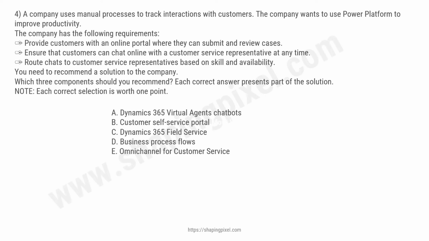You need to recommend a solution to the company. Which three components should you recommend? Each correct answer represents parts of the solution. Each correct selection is worth 1 point. And we have five options. Option A, Dynamics 365 Virtual Agents Chatbots. Option B, Customer Self-Service Portal. Option C, Dynamics 365 Field Service. Option D, Business Process Flows. And option E, Omnichannel for Customer Service.